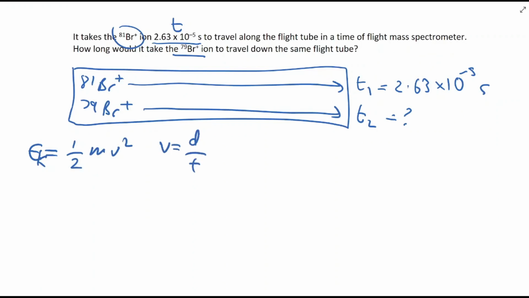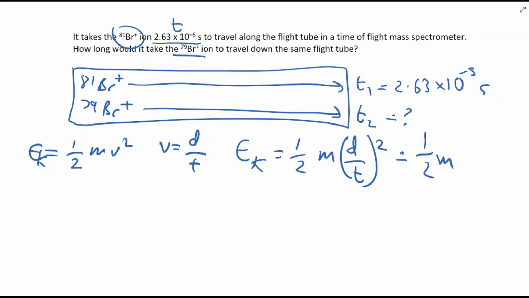But in this case we need to put the distance divided by time into this equation. So we're going to have EK equals half m times (distance divided by time) squared. And if we want to, we can expand out those brackets and go half m times d squared over t squared, and that may be helpful for us. Now, we know that this is the same length. This tube is a constant length, and we know that EK is always the same. So we're going to use that to our advantage.